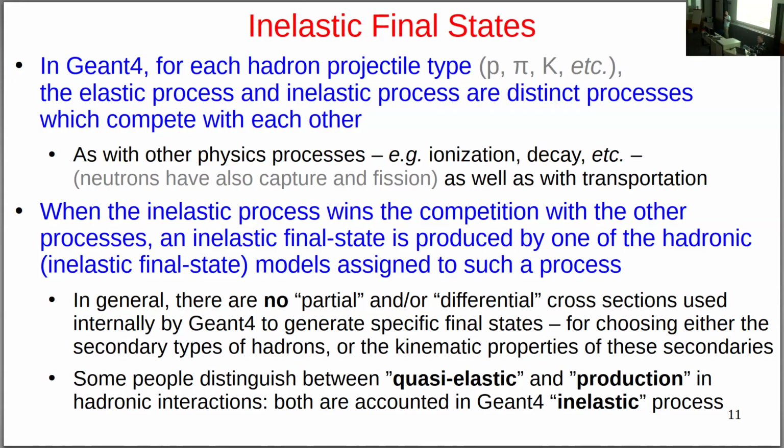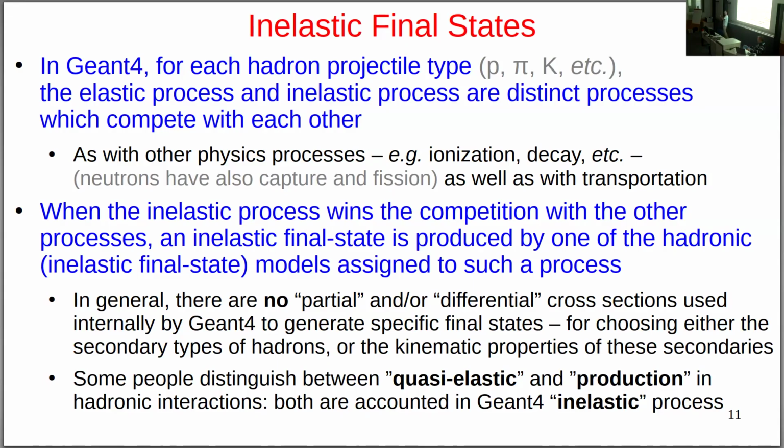There is no such channel. There is no partial cross-section. It's not that for each channel inside Geant4 we have the partial cross-section. There is only the overall integrated inelastic cross-section, which for a given, let's say, 10 GeV proton on copper is one number, and that's it. There's no other thing.